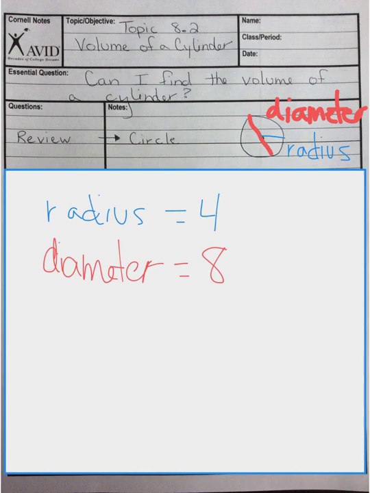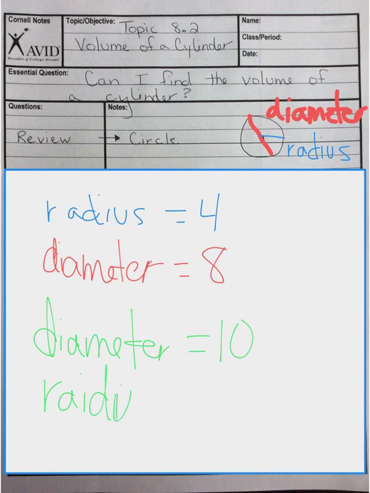Let's talk about if we wanted to go the other direction. Let's say that I told you that the diameter is equal to 10. Well, that means the radius is smaller, and it is actually half of the diameter. So that would mean that my radius here would be 5. We would cut the 10 in half to get our 5. So if we have our diameter, we can find our radius. If we have our radius, we can find our diameter. Why is that important? Because we're going to need to have our radius every single time when we're finding volume of a cylinder. Let's go ahead and move on to the next slide.